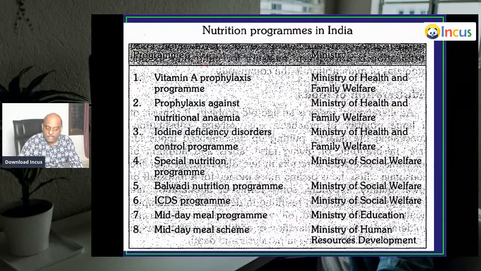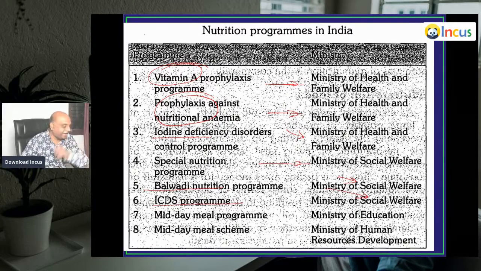So vitamin A prophylaxis, Ministry of Health and Family Welfare. Prophylaxis against nutritional anemia, Health and Family Welfare. Iodine deficiency, Health and Family Welfare. Special nutrition, Social Welfare. Balwadi, Social Welfare. ICDS, Social Welfare. But I will ask you a tricky question. Midday meal program. It is not the social welfare. It is the education department.